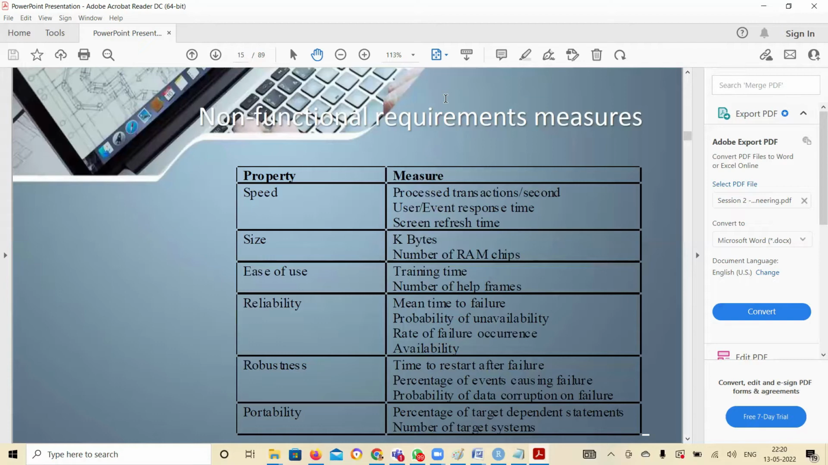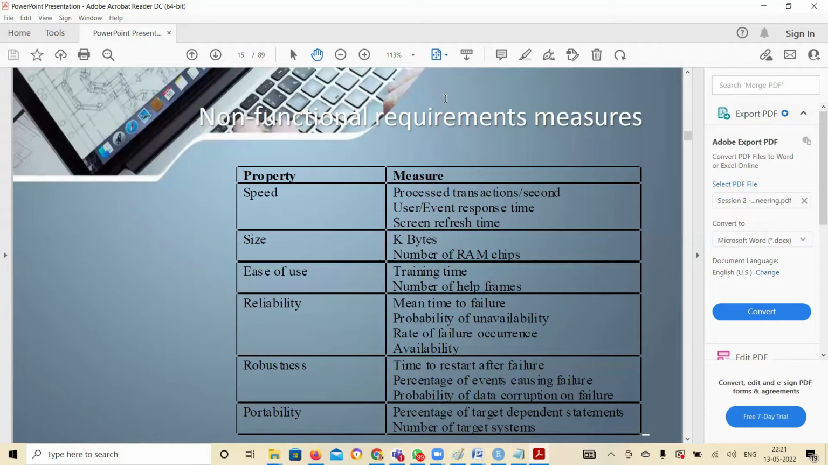And availability. Availability is the opposite of mean time to failure. There you're talking about time to failure. Here you're talking about how long your application is up and running. Before it was probability of unavailability, here it is availability. So these are the units we generally use in terms of measuring the quality of service or non-functional requirements.